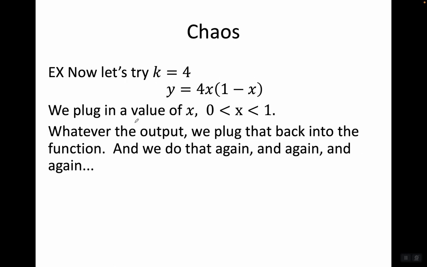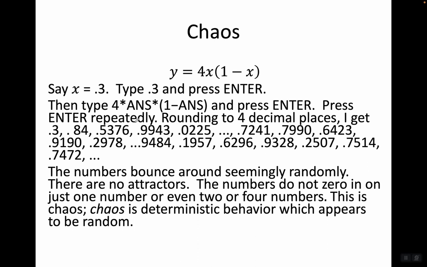Now let's try k equals 4. Y equals 4x times 1 minus x. So plug in some value of x, and whatever the output, plug it back in the function, do it again and again and again. So again, try x equals 0.3, type 0.3 and press enter. Then type 4 times answer times 1 minus answer and press enter repeatedly. Rounding to 4 decimal places, I get this. The numbers bounce around seemingly randomly. There are no attractors. The numbers do not zero in on just one number. They don't even bounce between 2 or 4 numbers.